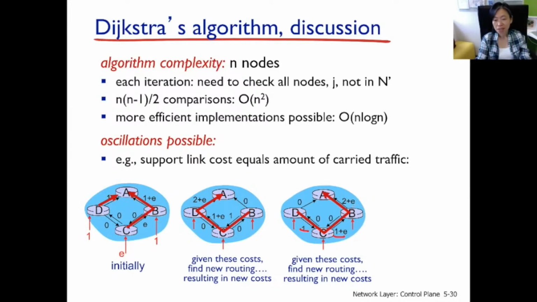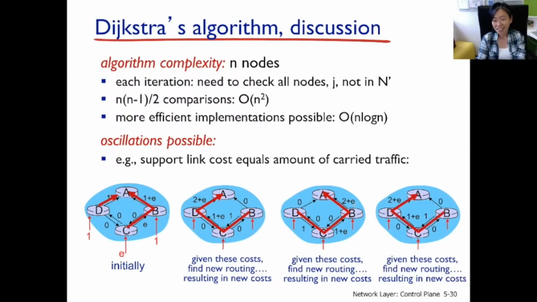1 plus E, and 2 plus E. As a result, B sees this path costs 0. This path costs 2 plus E. B switches the other direction. C sees this path, really high, 3 plus 2E. And this other direction, 0. D, this direction, 0. This direction, super bad, 4 plus 2E. So all of them would switch back like this.